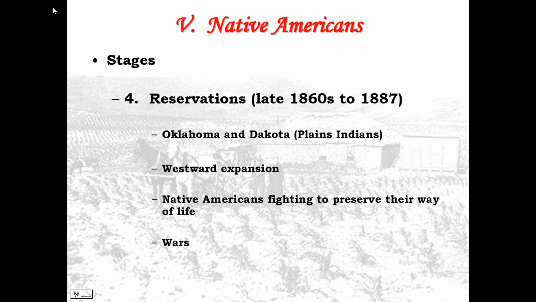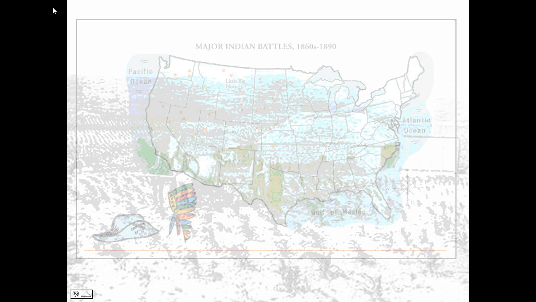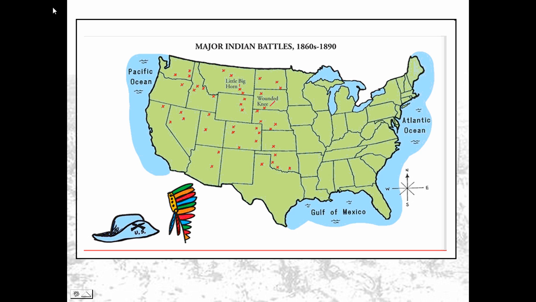So this policy is called the reservation policy, and it lasts for about 20-30 years. The Plains Indians are relocated to 2 big reservations in Oklahoma and Dakota. And really, it doesn't really solve anything. There's continued westward expansion. There's more fights between people expanding west and Native Americans. And you can see by the reality of what happened. So every red X on that map is a major battle between whites and Native Americans in the second half of the 1800s.